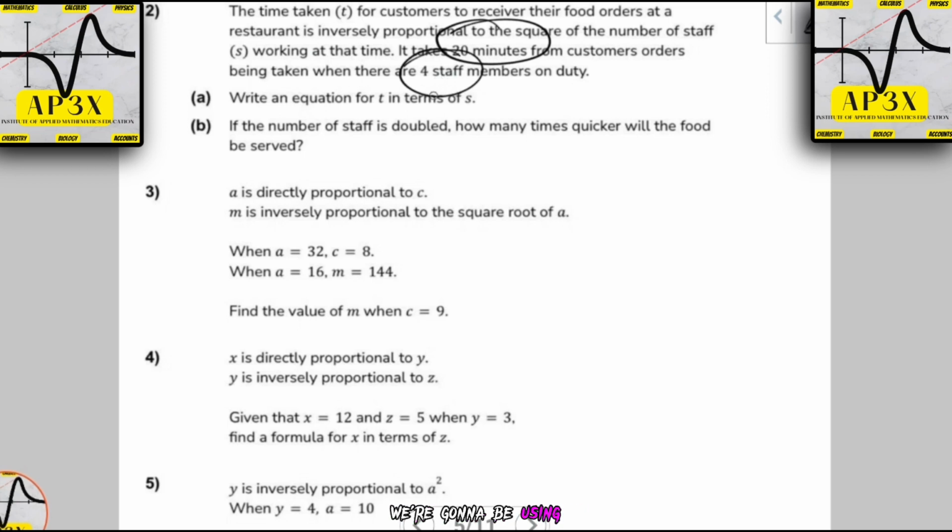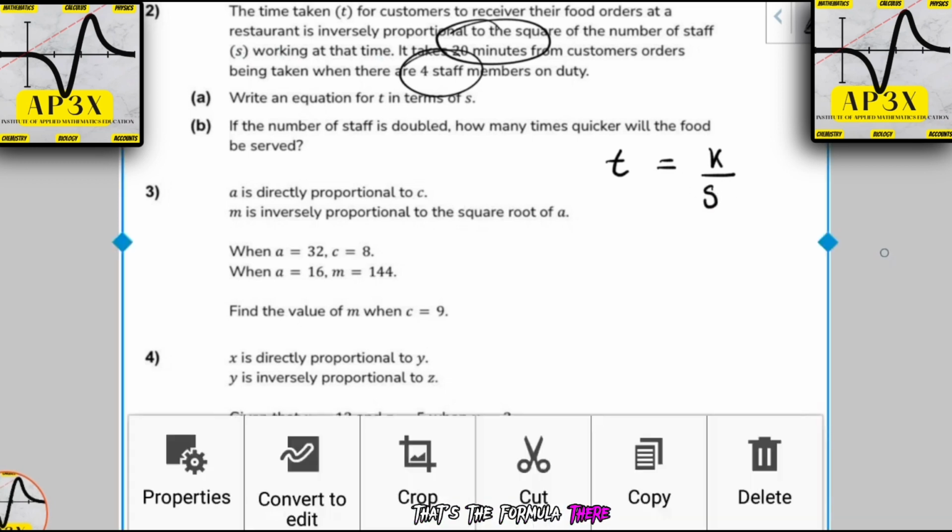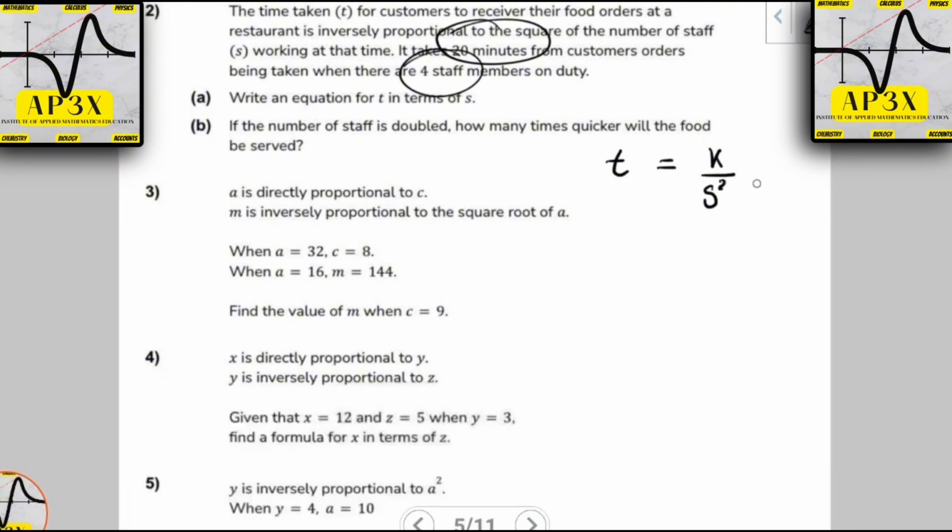So we're going to be using S and T, and so T represents the time for customers, so therefore we're looking at the fact that T is inversely proportional, so that's division, so that's K divided by the square of the number of staff. Since staff is represented by S, we're going to be squaring the number of staff. So that's the formula there that we're looking at. T is equal to K divided by S squared. All right, fantastic.